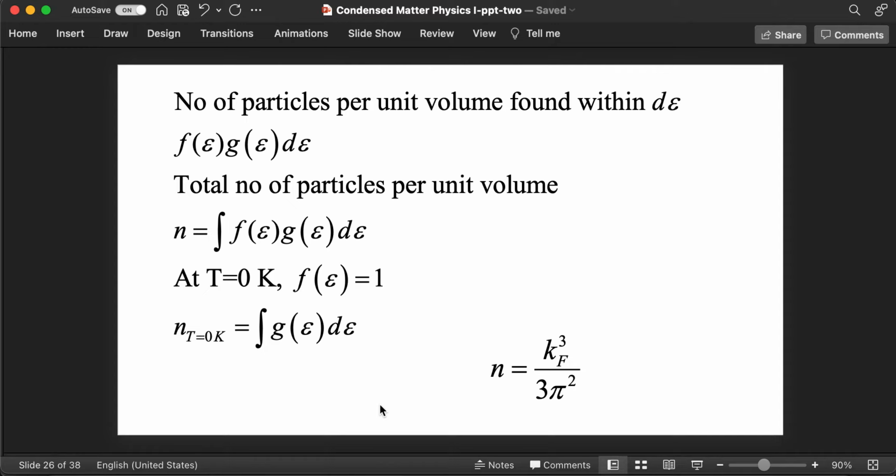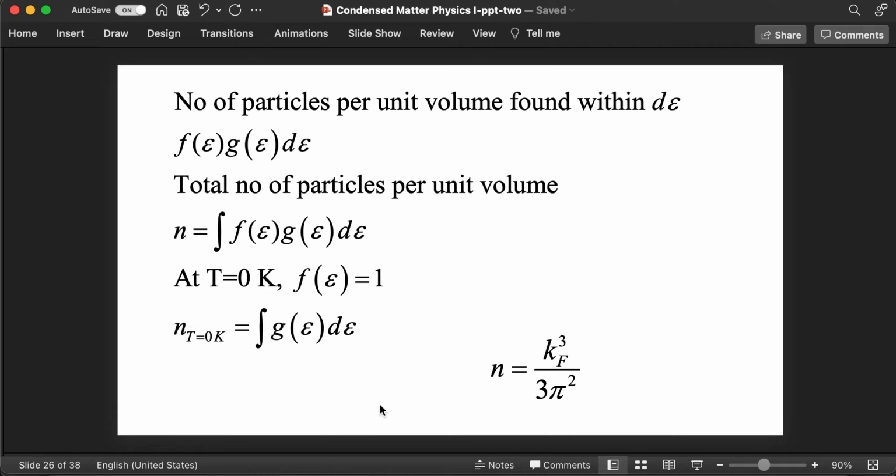But in general, if I want to find the number of particles per unit volume within that dE, then it will be the fractional occupation, or the average number of particles for a given level E, that is f of E, into G of E into dE. That will be the general expression.